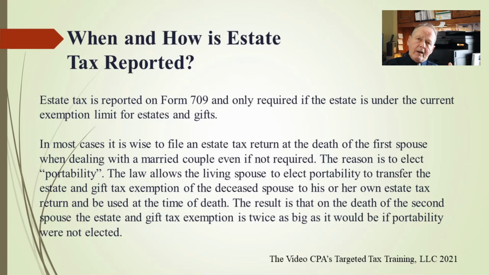If you did not elect to have the portability transferred over to you by filing a Form 709, when you die, and it depends on the year you die, but if you died in 2021 also, your estate and gift tax exemption would be $11.7 million. If you elect portability and transfer his exemption over to you, well, then your estate and gift tax exemption is twice as much. So it's over $22 million.